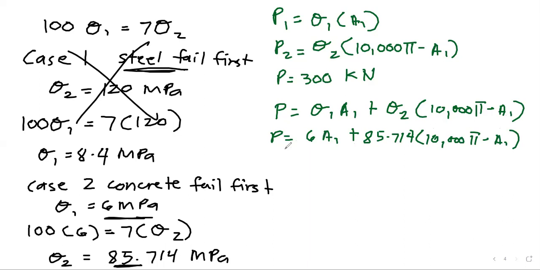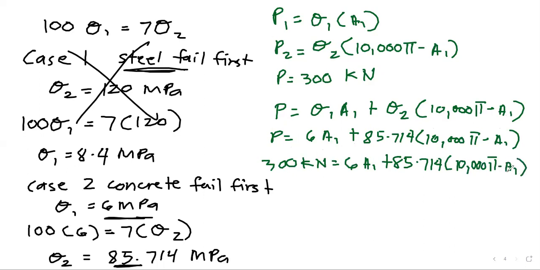So, next, yung P din, lagay natin 300 kilonewton is equal to 6 A1 plus 85.714 (10,000 pi minus A1). Okay, so yan na yung working equation natin ngayon. So, technically, pwede natin siya ngayon i-shift solve. Kung may calculus kayo, siguro alam nyo na yung shift solve na tinatawag. Okay, so, shift solve ko na siya para di ako mahirapan.